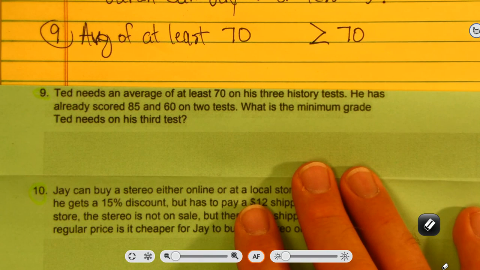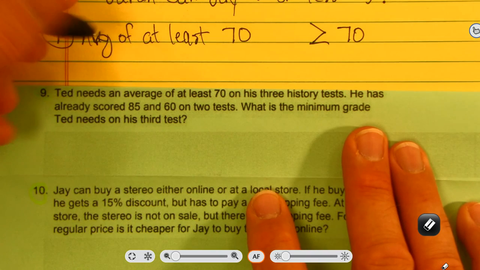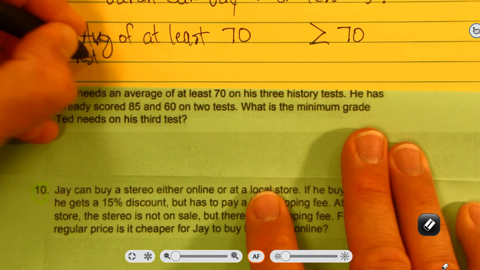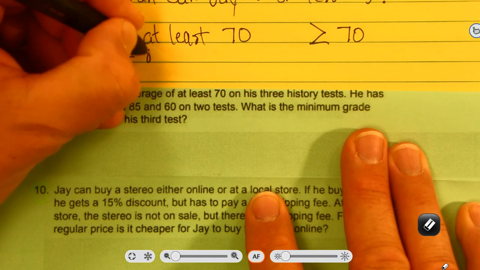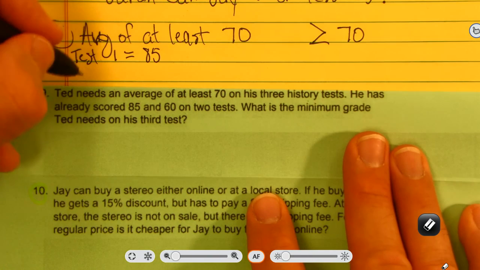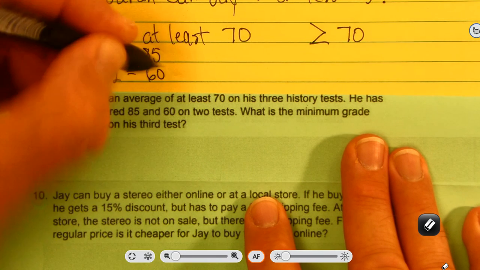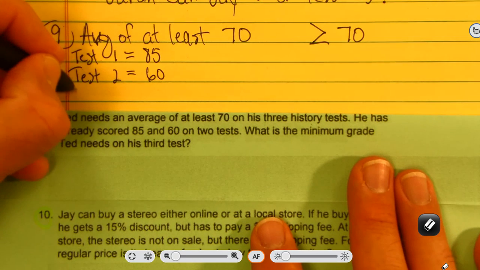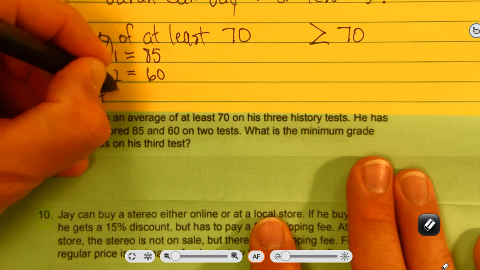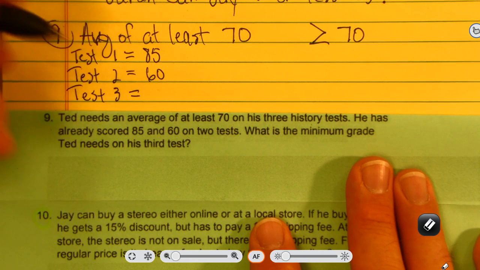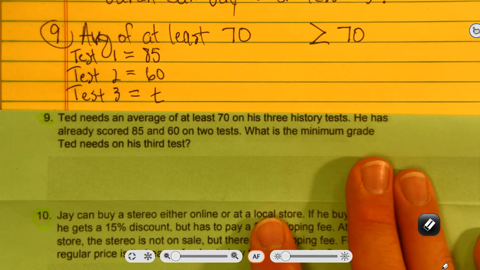Can his average be a 71? Yeah. Can his average be 100? Well, not with a grade of 85 and 60, but yeah, it'd be nice if it were. So what we want to know is, what is the minimum grade? Well, on test 1, he made an 85. And then on test 2, he made a 60. And what we don't know is what he needs to make on test 3. How about we use T as a variable there for test?